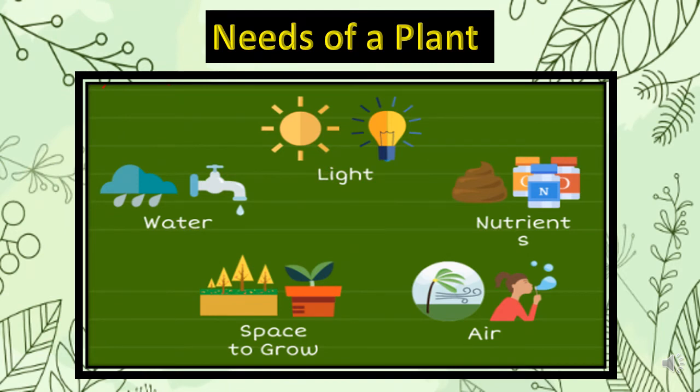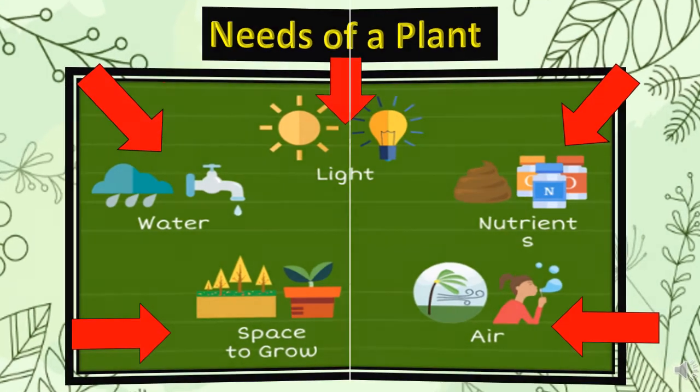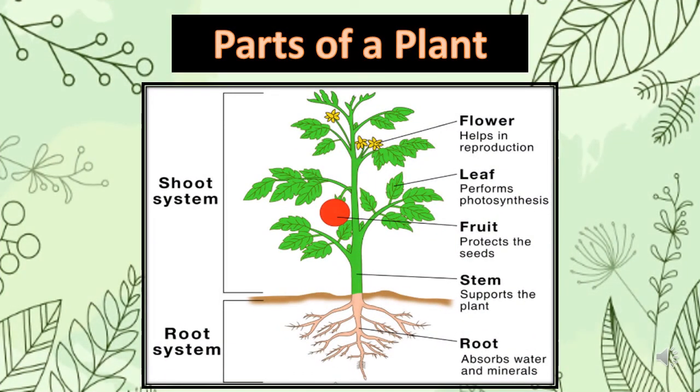Once a seed grows into an adult plant, this plant needs more water, light from the sun, nutrients from the soil, air, and space to grow. As the plant grows, it develops different parts.